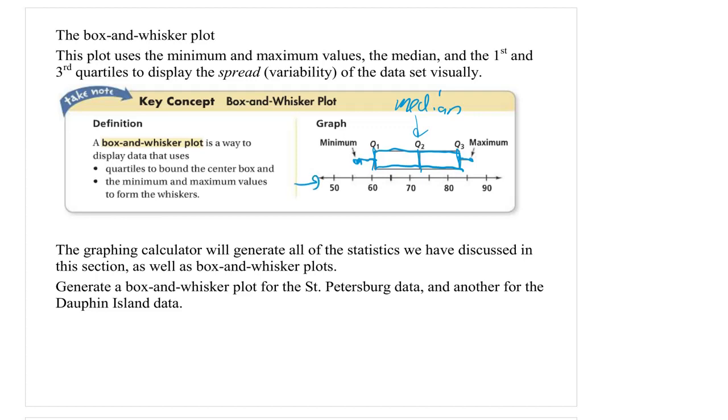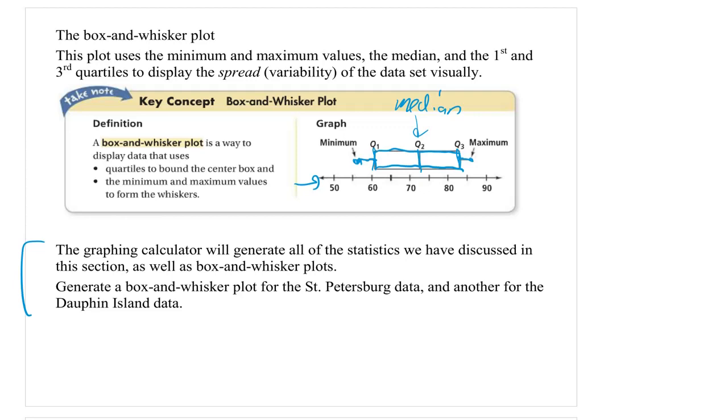Okay, so the first thing you want to do before you draw a box and whisker plot is draw a number line. And the number line just needs to have the scale on it that's going to match up best with the minimum and maximum values for the data that you're looking at. Now, down here, it says the graphing calculator will generate all the statistics we've done. Yes, we know that already. And it will do a box and whisker plot also, but I want to show you how to do it by hand first, and then I'll show you how to do it on the calculator. It's really easy. Actually, it's easy both ways.